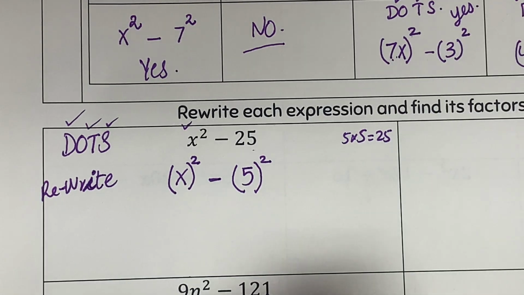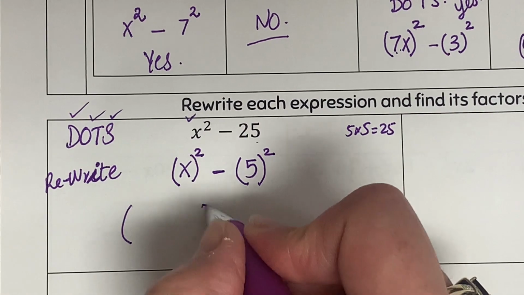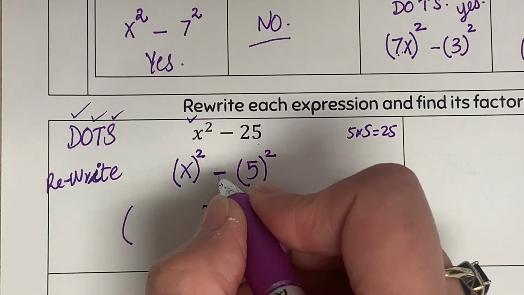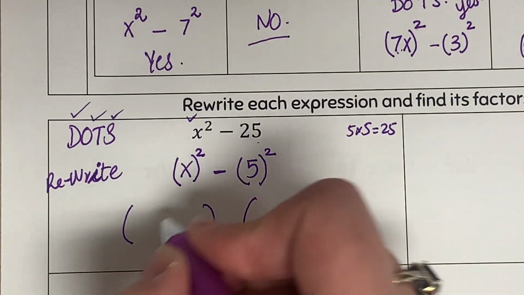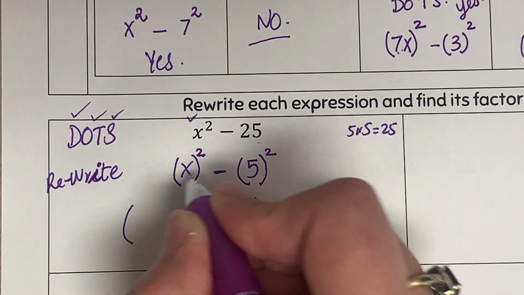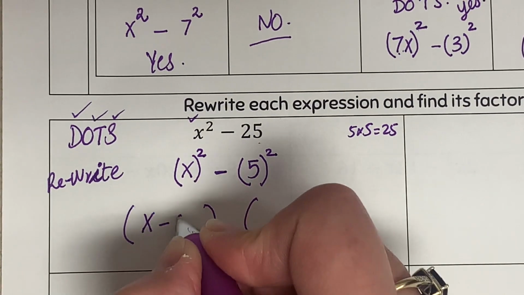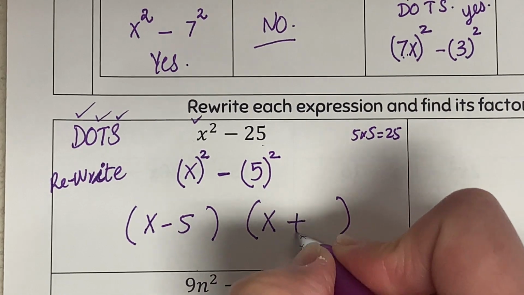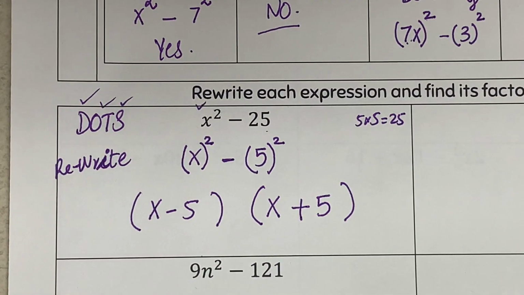Next step is I am going to write it as two sets of parentheses, one time with the minus, one time with the plus. It does not matter which one goes first, but I usually put minus first because it's a minus. So how do you write it? You put those two terms first with a minus sign, so x minus 5. And then the second time you write it with the plus sign. So one time with the positive, one time with the negative.